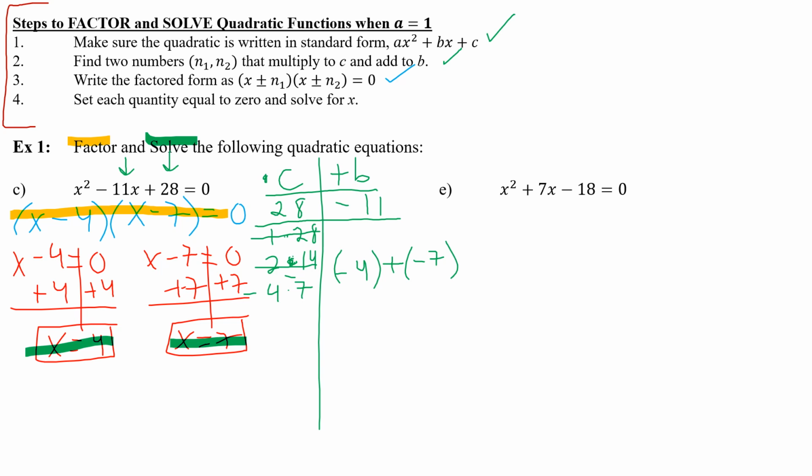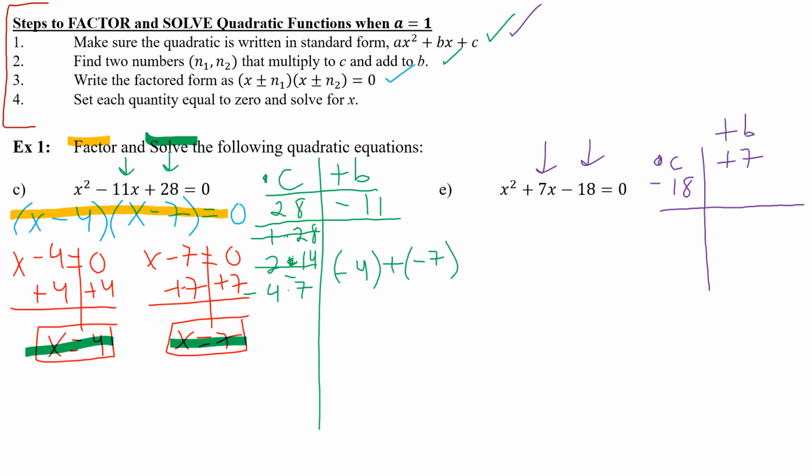Okay. Make sure it's in quadratic form. Yep. X squared plus 7x minus 18 equals 0 is standard form. Find two numbers that multiply to give us c, C being negative 18 in this case, and we want them to add up to b, which is a positive 7.